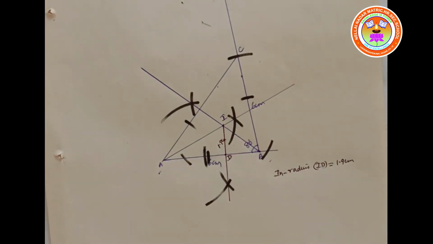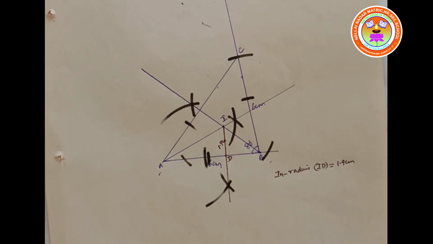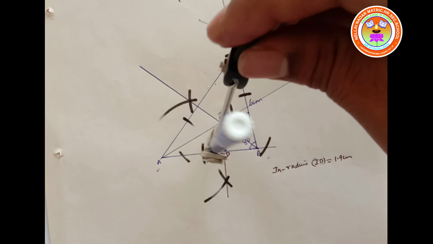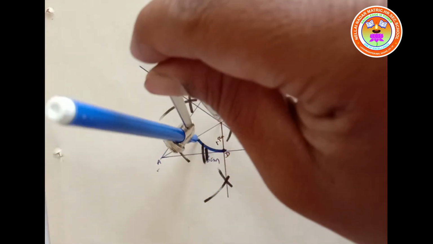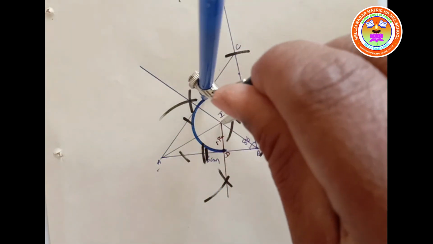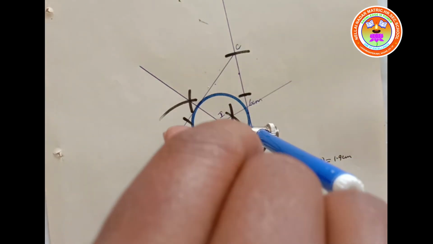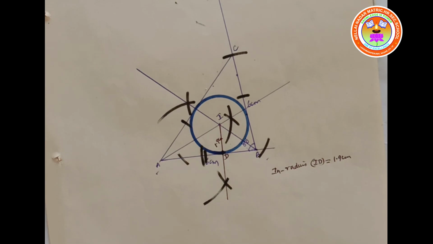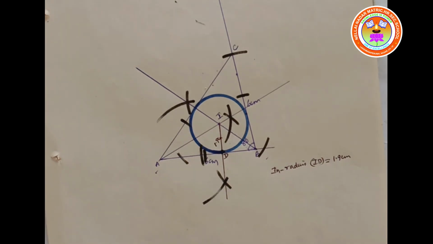Now with I as center and ID as radius, draw a circle. See, children, I am going to draw a circle, right? It touches the line AC and it touches another line BC and it touches another line AB. It's clear, children? This is the incenter and incircle, right?